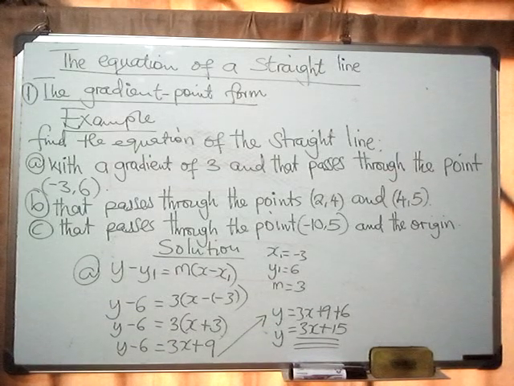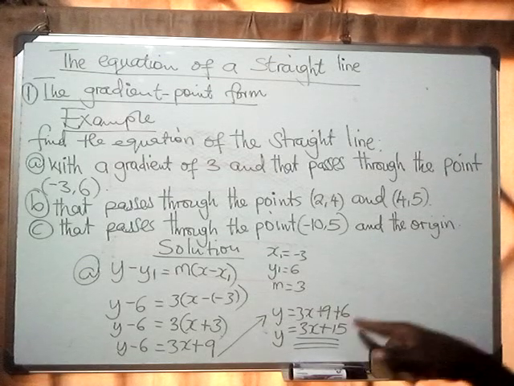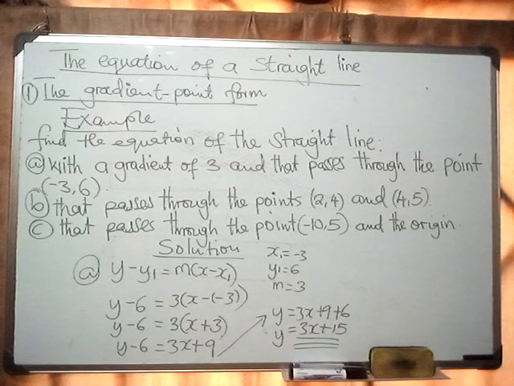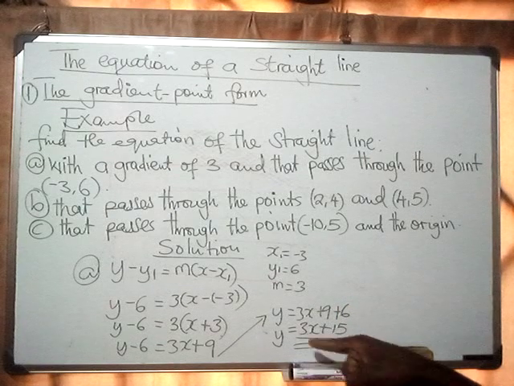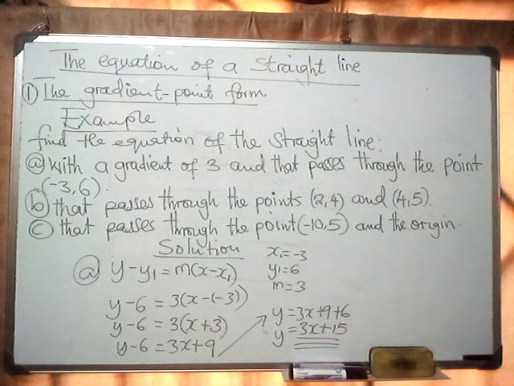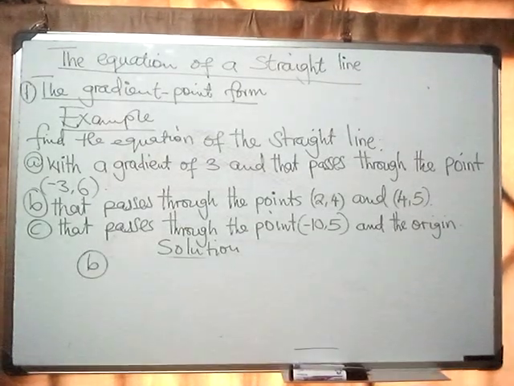This is the equation of the straight line. So this 15 is the y-intercept, the c, and this 3 is the gradient. So we are done with question number 1. Let's go to question number 2. Make sure you pause your video as you copy this question. You pause your video, then you finish copying. You listen, then we continue to the next equation.